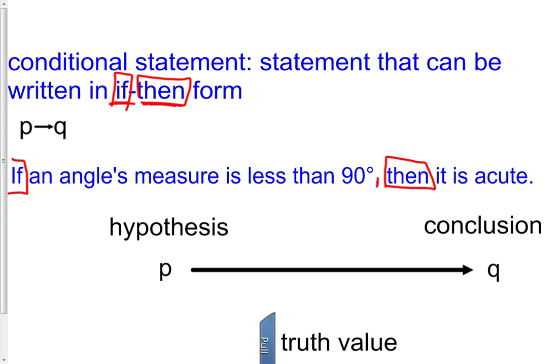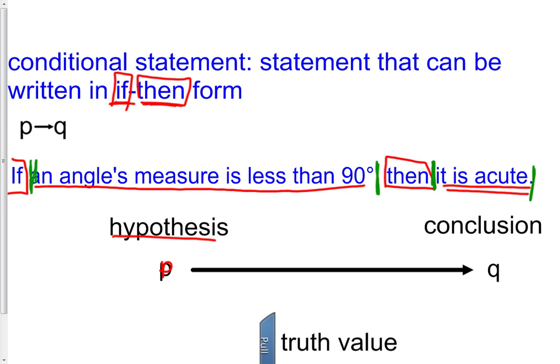The part that directly follows the if is called the hypothesis. So this, an angle's measure is less than 90 degrees, is called the hypothesis of the conditional statement. And that again is your P statement. Your Q statement is called the conclusion, and that's the part that directly follows the then. So the hypothesis goes from right after the if to the comma, and the conclusion is the part that starts right after then, and it goes till the end of the sentence. Okay, so that's what that's called.